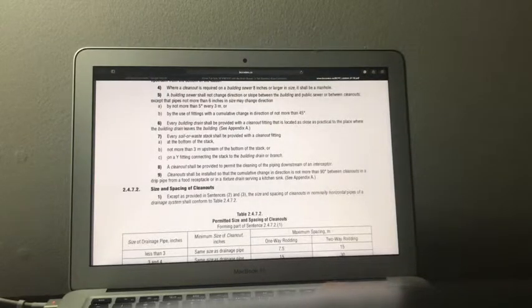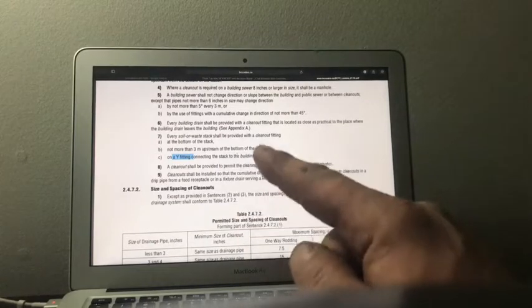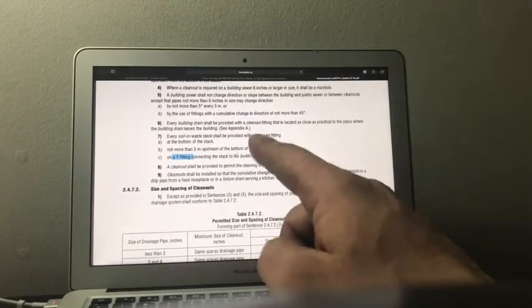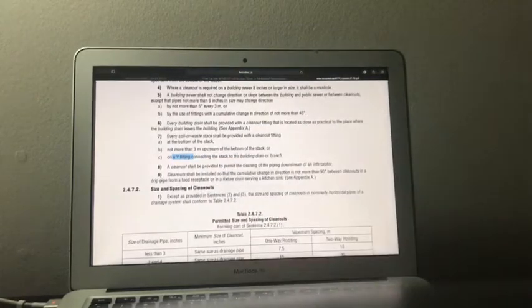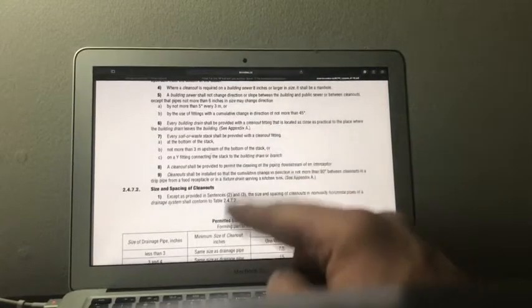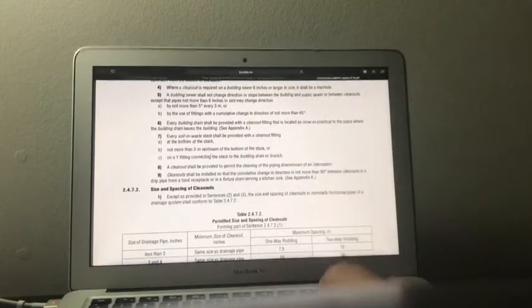Okay, and then obviously, the Y fitting is the preference. Well, it's not a preference. You've got to put a Y fitting connecting the stack to the building drain or branch. So Y clean out. And as for the building drain or the branch, they're talking about a Boston Y there as well in some situations. So I'm commenting on those 2 situations where you have the Y at the bottom of the stack and as well a Y to connect for a Boston Y cleanout.